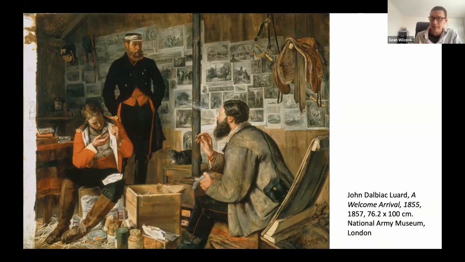And we see something of this indicated in the painting that I have up here. This is by John Dalbiac-Louard, and it's called A Welcome Arrival. It shows three British officers during the Crimean War receiving a package of supplies from England. And they're unpacking it in the context of their mess hut, the wall of which is covered with these scenes that have been culled from the Illustrated London News and placed on the wall there. These scenes represent art, they represent theatrical scenes, they represent nature.